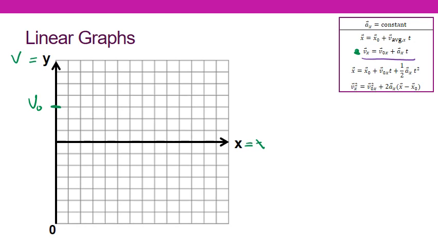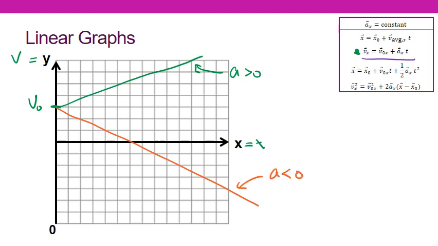And then depending on whether I have a positive acceleration or a negative acceleration, I'm going to have a positive line, a line going up, or I'm going to have a straight line going down if my acceleration is negative. So you can see that these first two graphs both have this linear form of y equals mx plus b. We can rearrange it, but you should still be able to see it in the graphs.